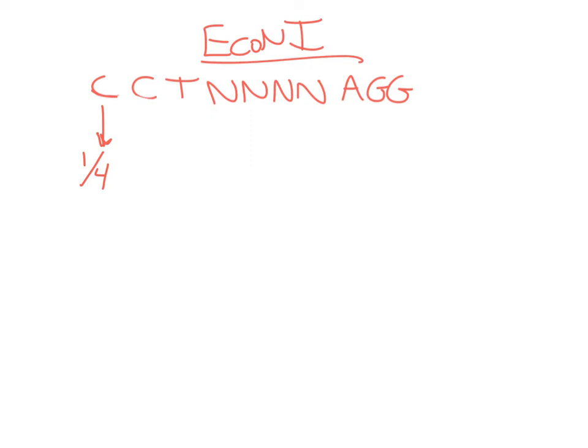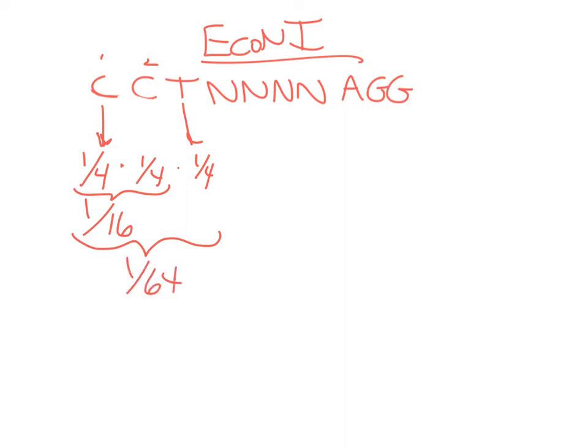What's the probability that next to it is also a C? The probability of that second nucleotide being a C is also 1 in 4. The probability of 2 C's being next to each other is the multiplication of those two independent frequencies. So that's 1 in 16. Okay, what's the probability that the next nucleotide is a T? By itself, it's 1/4, but that set of 3 nucleotides is 1/4 times 1/4 times 1/4, or 1/64.